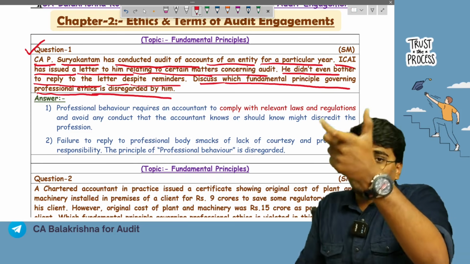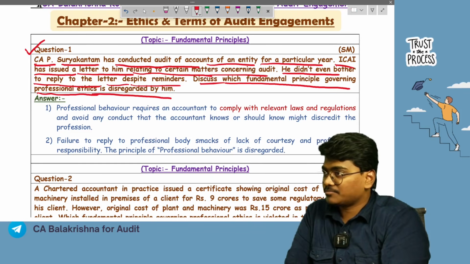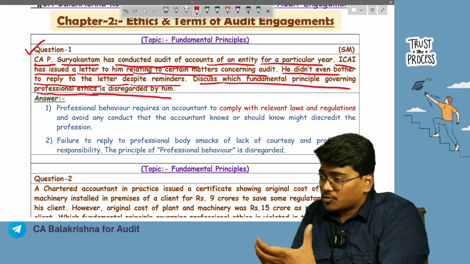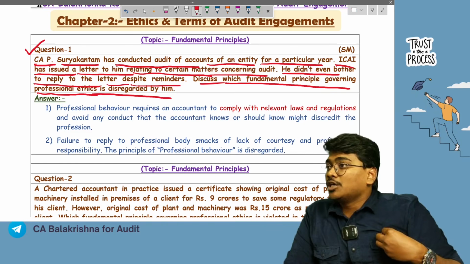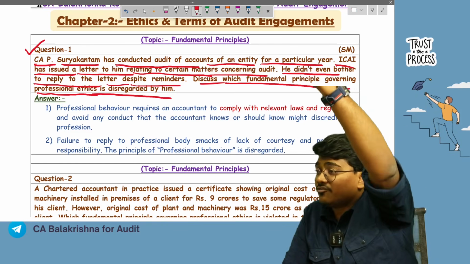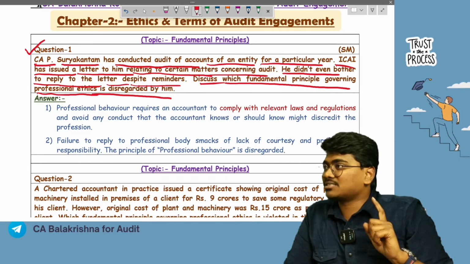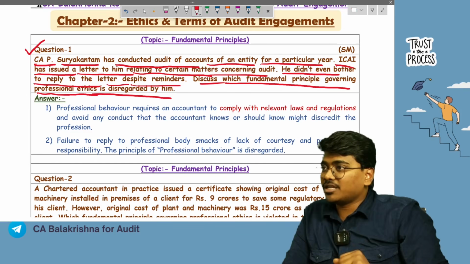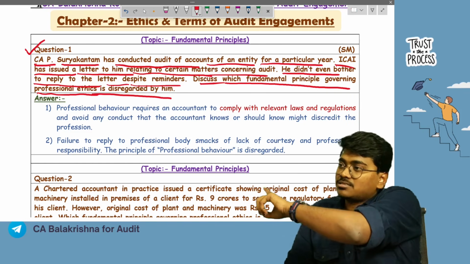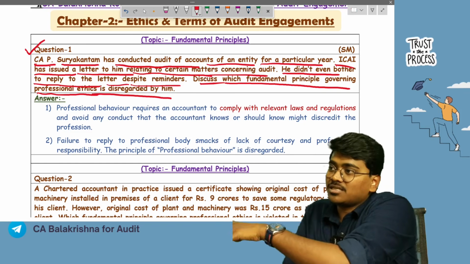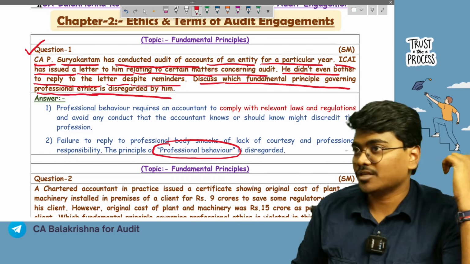So here in professional behavior, what we have seen, you need to comply with all the laws and regulations, right? If you see in CA Act, there is a specific point that says the chartered accountant should respond to the information that has been asked by the institute. If you don't respond, it means that you are not complying with CA Act, so you are not behaving professionally. So here she is compromising professional behavior. The fundamental principle that she is not following is professional behavior. Got it?